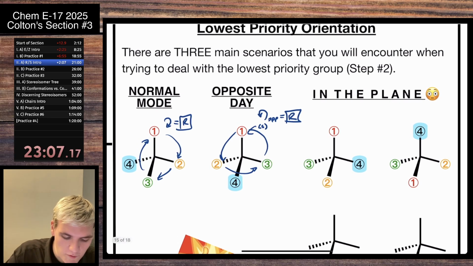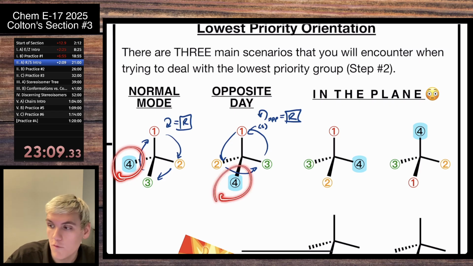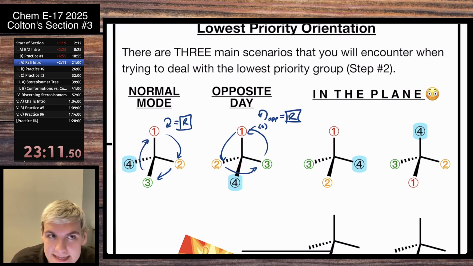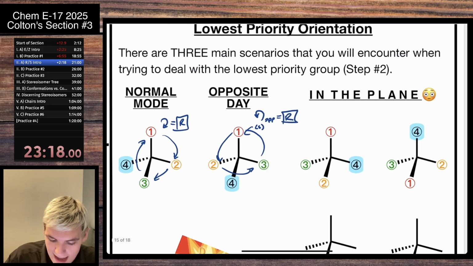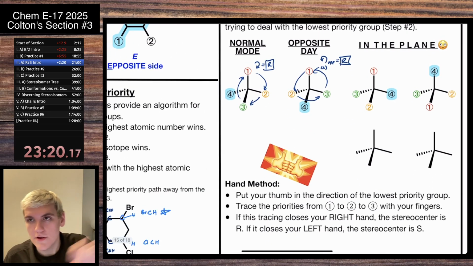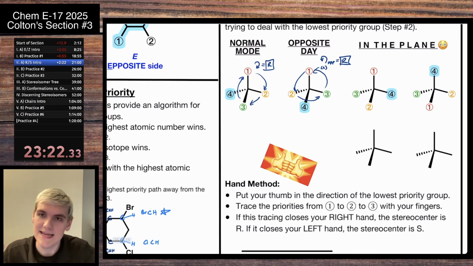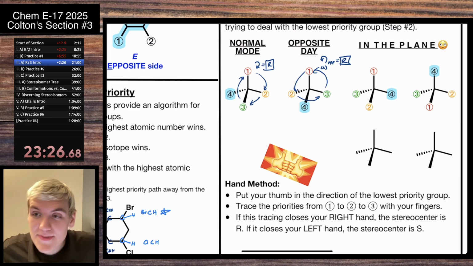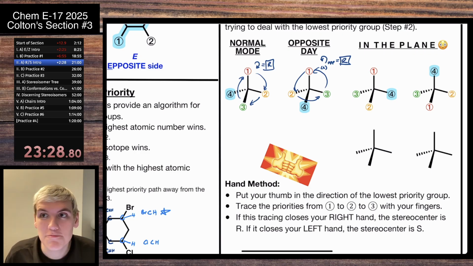So we can deal with 4 going away from us. We can deal with 4 coming towards us. And the hardest case to deal with is what happens if 4 is in the plane. So Serenia is a big advocate of the hand method here, with putting your thumb in the lowest priority group and tracing with the hand. And if it works on your right, then it's R, then left it's S. You know, it works for some people. It doesn't work for others.